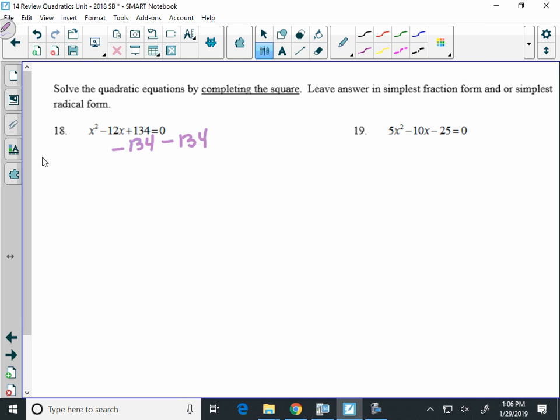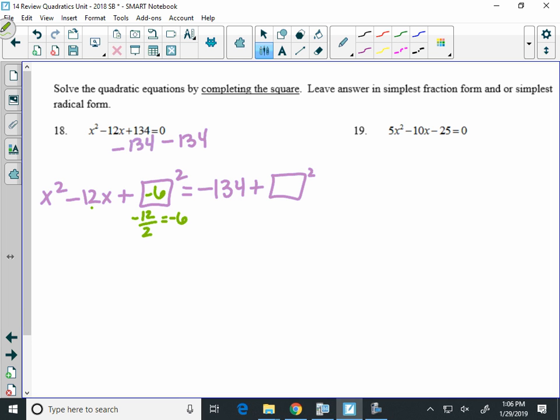So then we're left with x squared minus 12x, and then put a box, is equal to negative 134 plus a box. And then you have to remember to square your boxes. To fill in your boxes, what you have to do is divide your middle number, which is negative 12, by 2. And that gives us negative 6. So that's going to go in each one of our boxes. By doing that, that helps us factor.